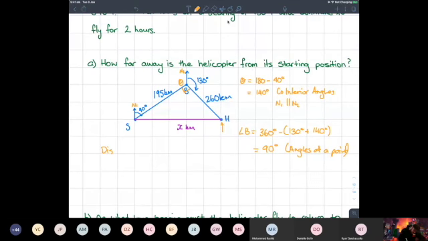So the distance is just going to equal 195 squared plus 260 squared. Oh, not degrees. And I want the square root of that.